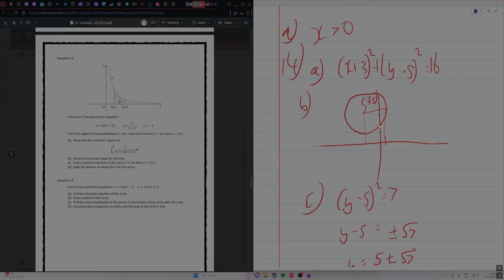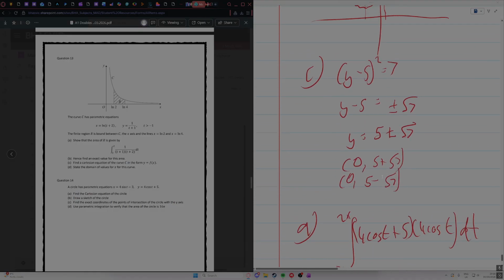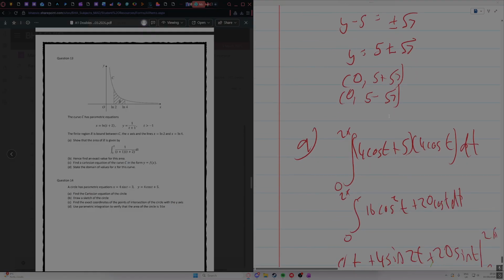Draw a sketch, nice. I think what they want here is that it does intersect the y-axis, but it doesn't intersect the x-axis because the radius is 4 and the center is (-3, 5). The points of intersection of the y-axis, you can just do that.